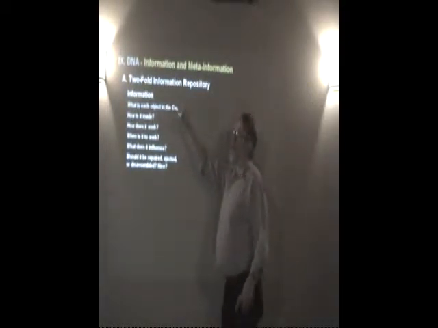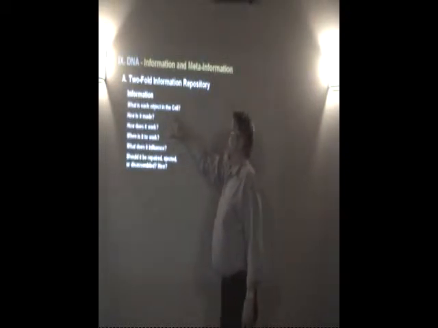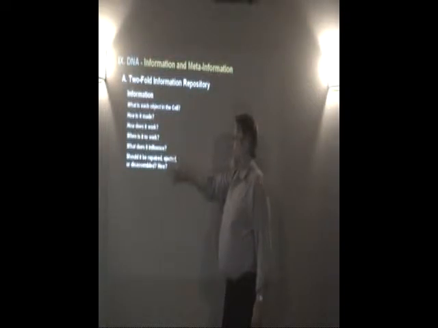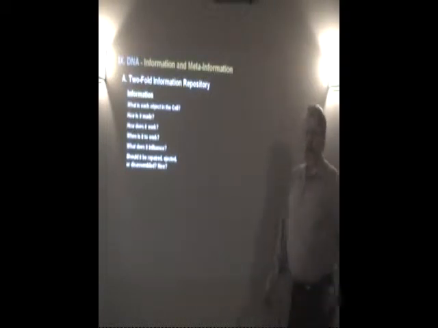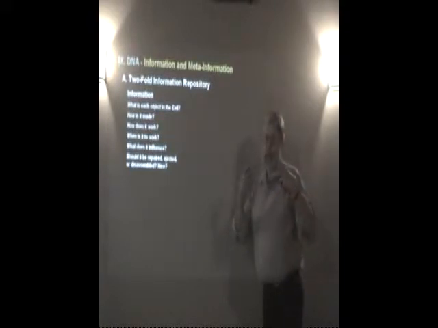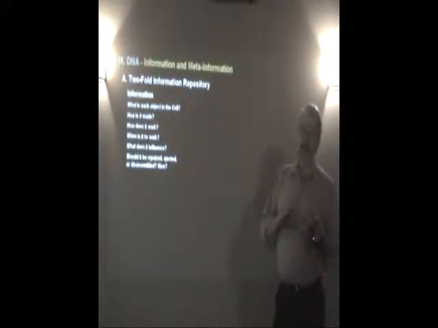All right, DNA, information and meta-information, a twofold information repository. When you take a look at what the cell needs, it needs, first of all, information. What is each object in the cell? How is it made? How does it work? When is it to work? What does it influence? Should it be repaired, ejected, or disassembled? And how? These are all kinds of things that the cell has to know as it goes about the business of living. And so something has to be a repository of all of that kind of information.